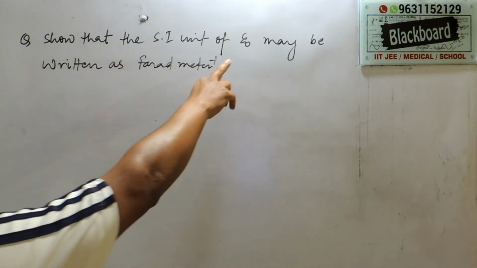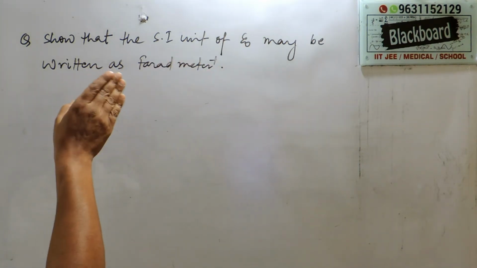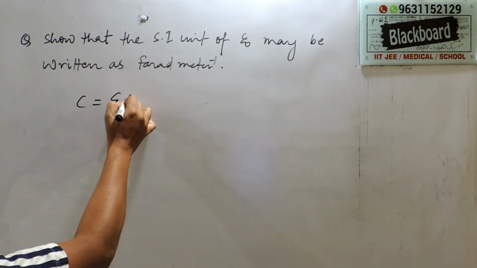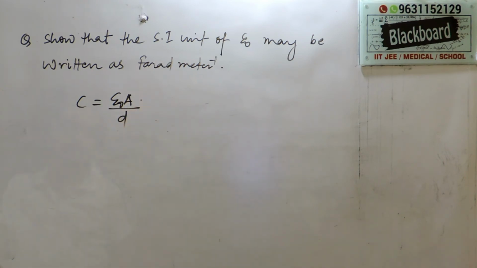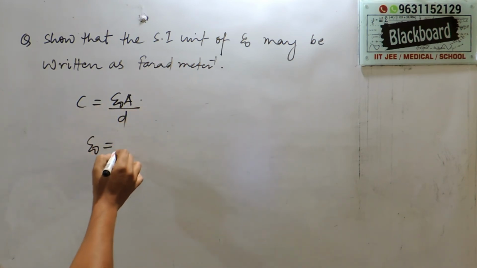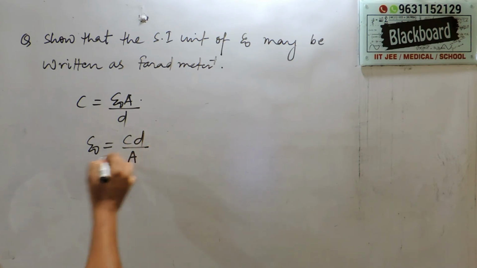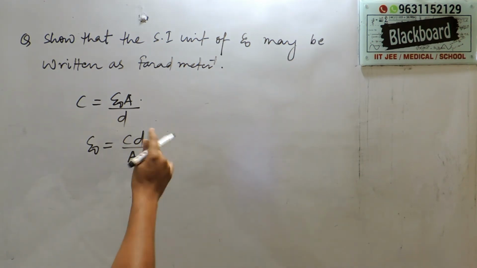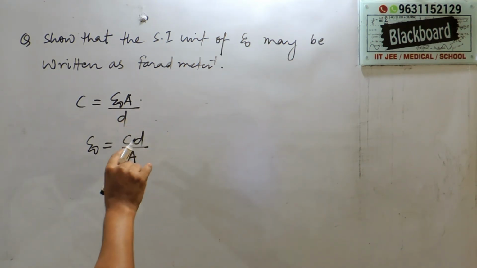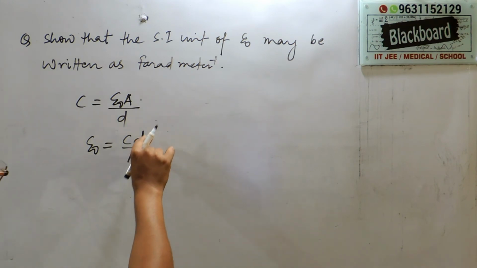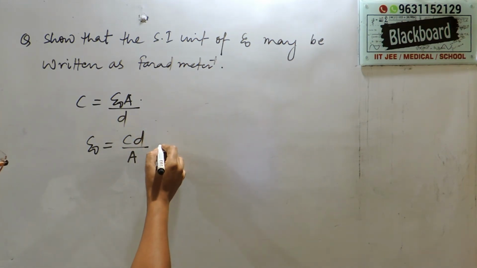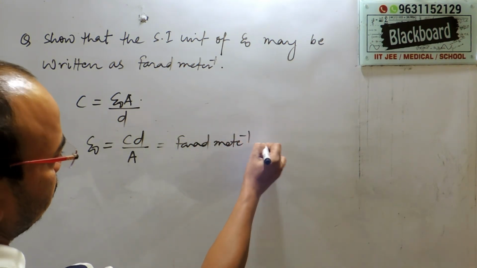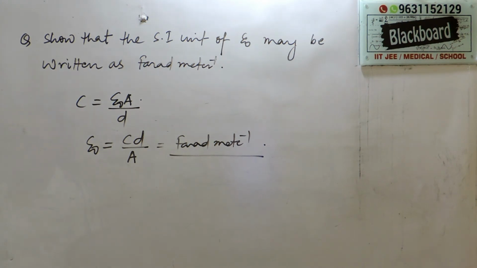The SI unit of epsilon naught may be written as farad per meter. Here we know that C is equal to epsilon naught A by D, that means epsilon naught is equal to C D by A. The unit of capacitance is farad, distance is measured in meters, and area is in meter square. One meter cancels, so this is farad meter per meter square, that is farad per meter. This is the unit of epsilon naught.